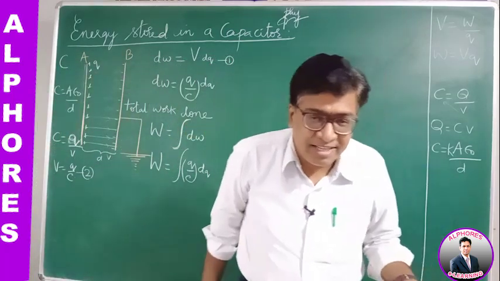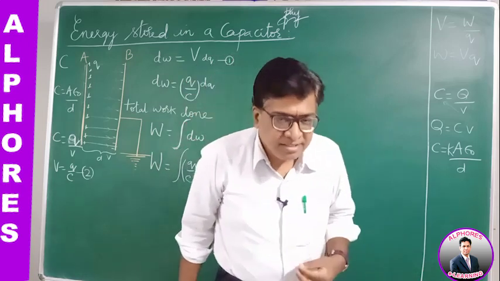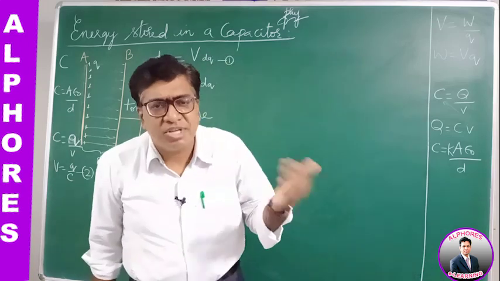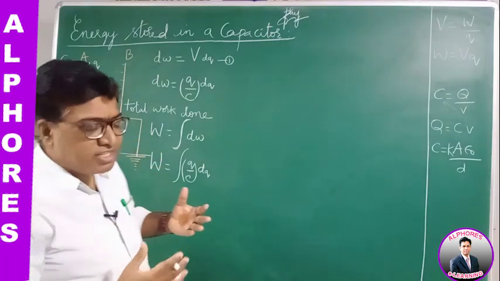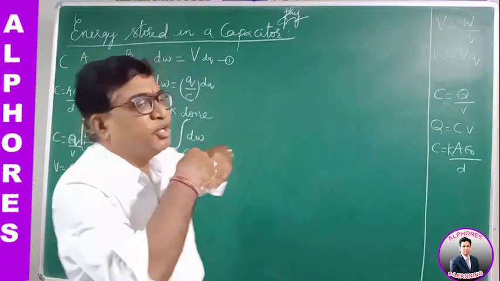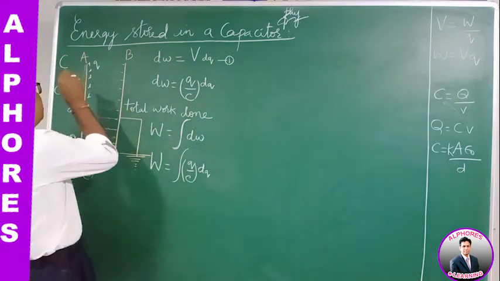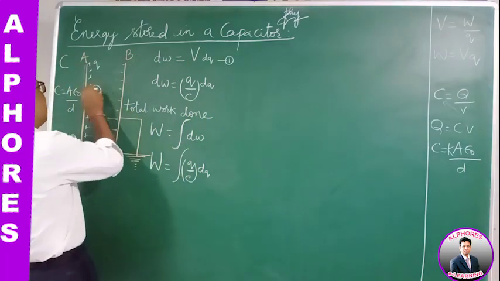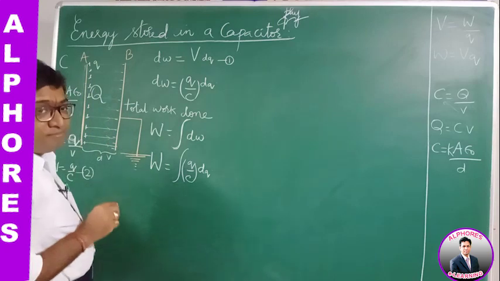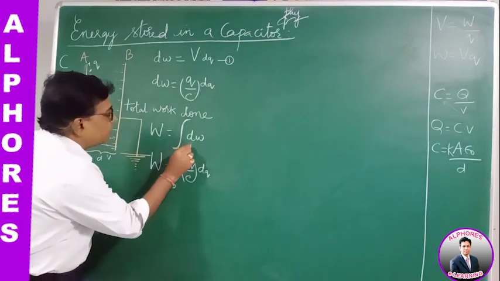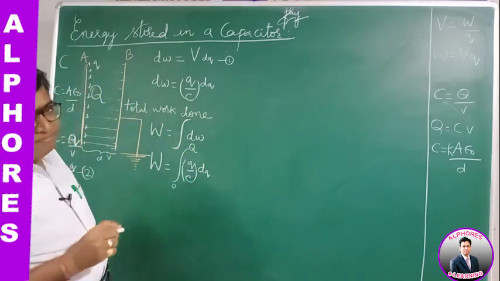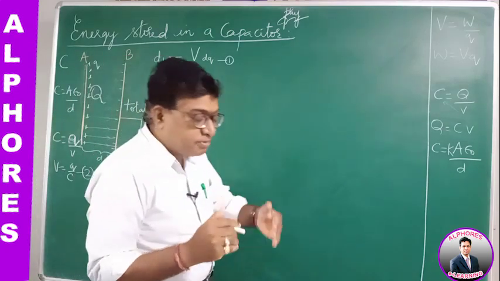Initially when I was starting the charging of the capacitor, there was no charge. So the initial charge is 0. Now I want to charge it to a total charge capital Q. If I have to store a total charge capital Q on the capacitor, then the total work done is from charge 0 to capital Q. The limits, from where to where.